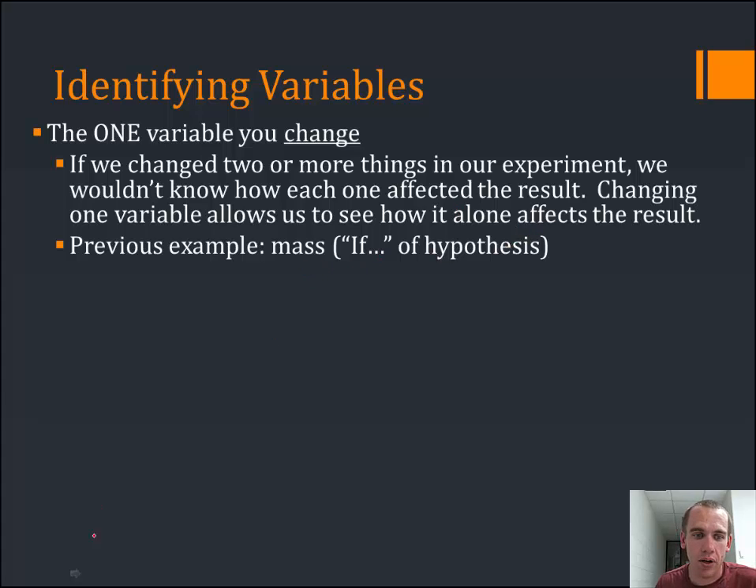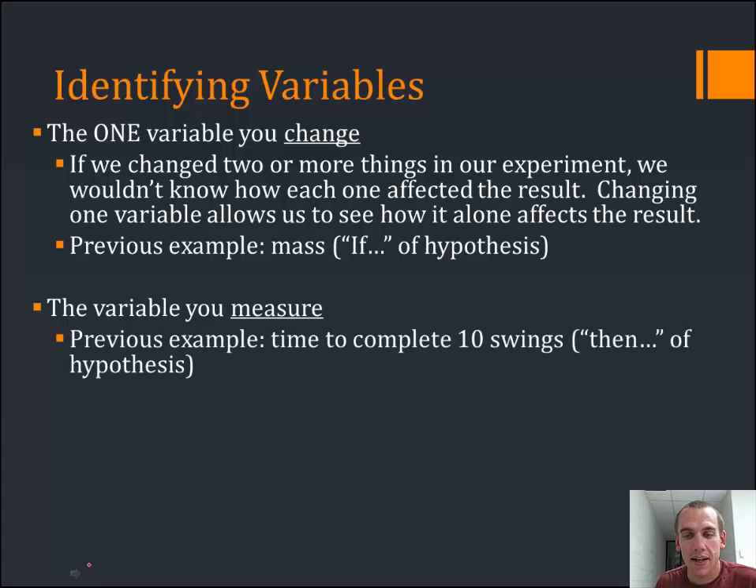That was the if part in our hypothesis. If we increase the mass, that was the variable we changed. The variable you measure is the then part, then the amount of time it takes to complete 10 swings will either increase or decrease, so that's what you're measuring.